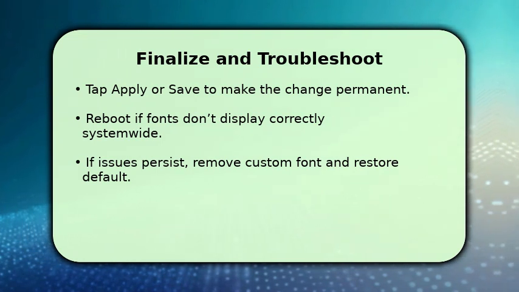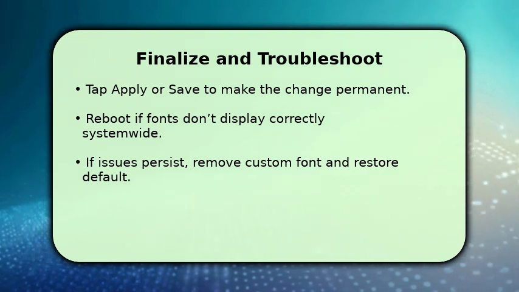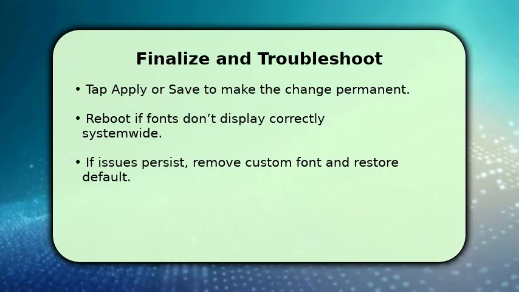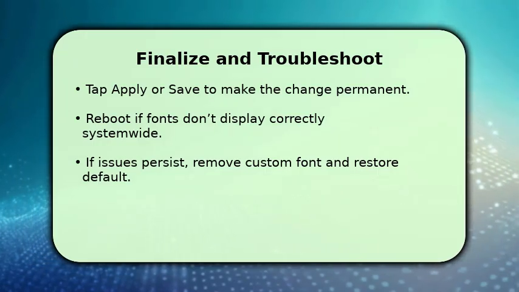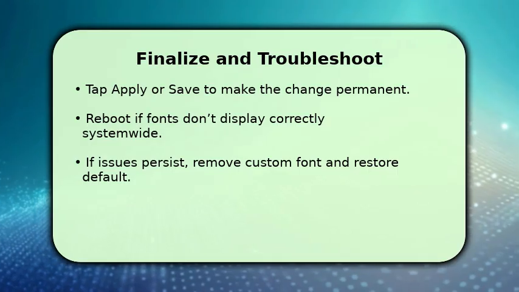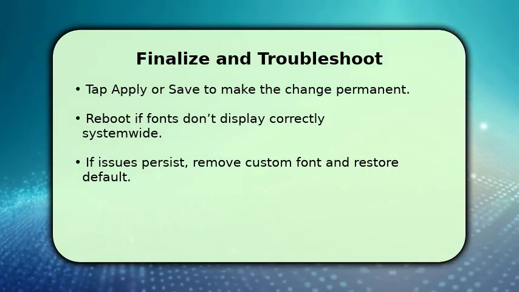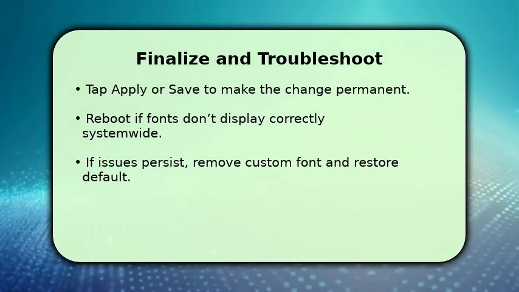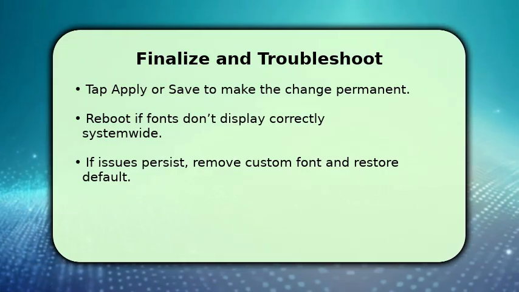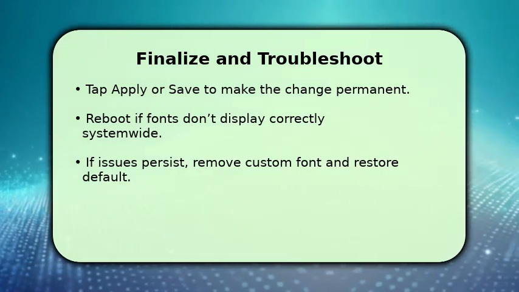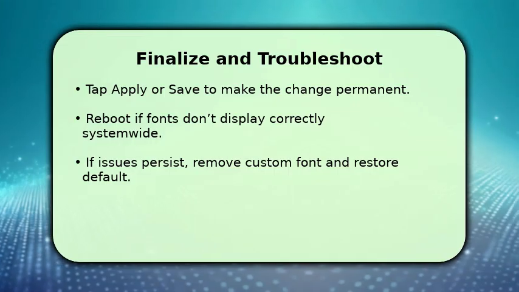Some apps may cache fonts and need a restart. If text looks broken, reboot the Pixel 7a to clear the cache and force system-wide rendering. If problems persist, go back to Styles and Wallpapers, remove the custom font, and restore the default. This resolves most compatibility issues and prevents character display errors.